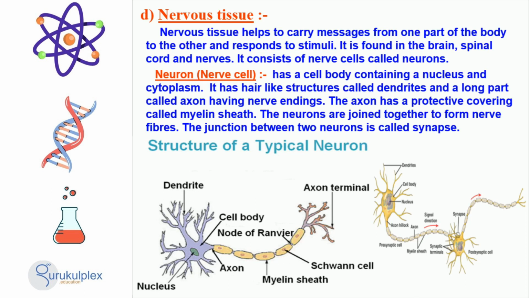When neurons are connected, they form nerve fibers. The junction between two neurons is known as synapse.